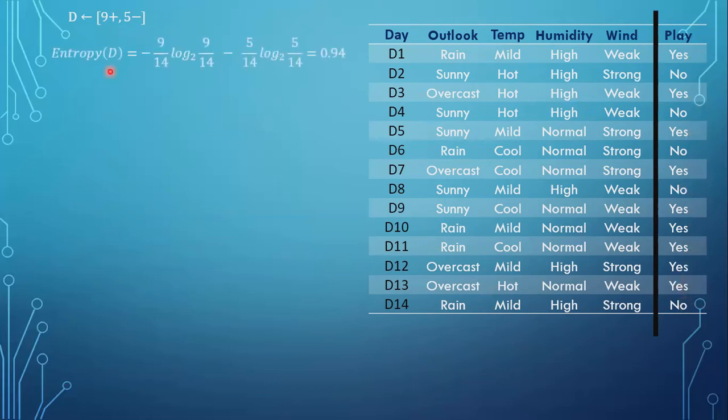Now we will calculate the entropy of D. Substituting the values, 9 is the cardinality of C1 divided by the total cardinality of the data set, log 2 of cardinality of C1 divided by cardinality of the data set, minus cardinality of class 2 divided by cardinality of the data set, log 2 of cardinality of class 2 divided by cardinality of the data set. This is calculated as 0.94. So we have a pretty high entropy, so we want to reduce this entropy.